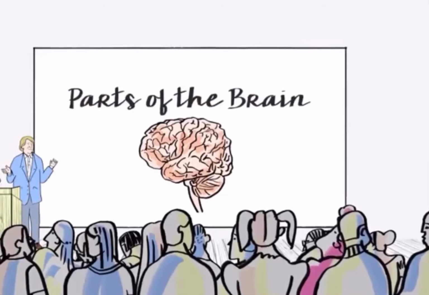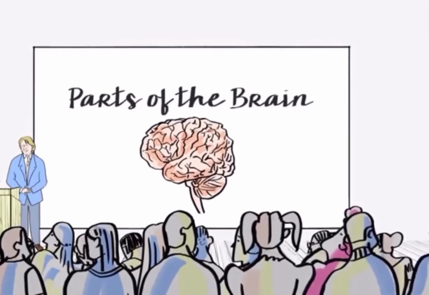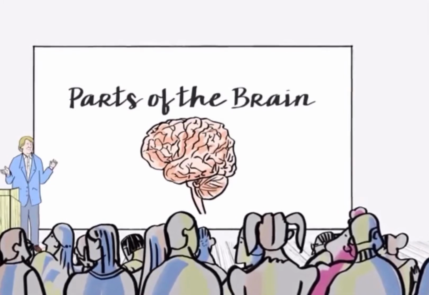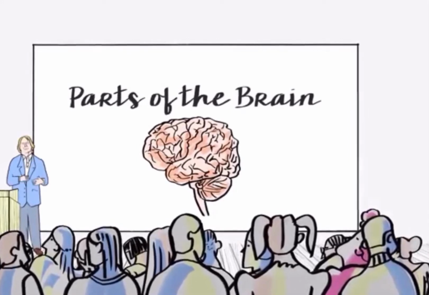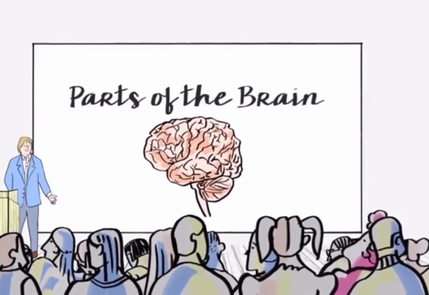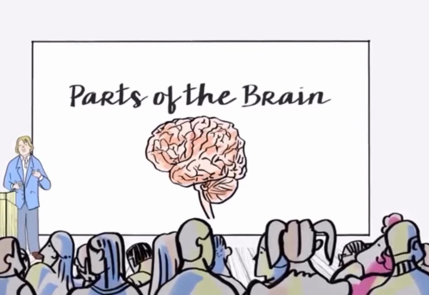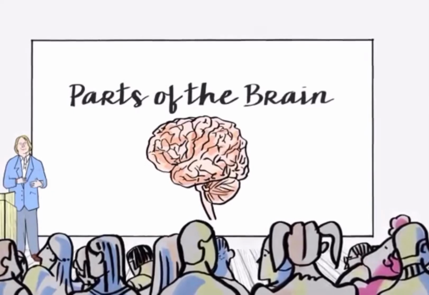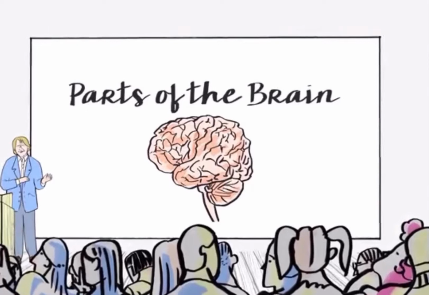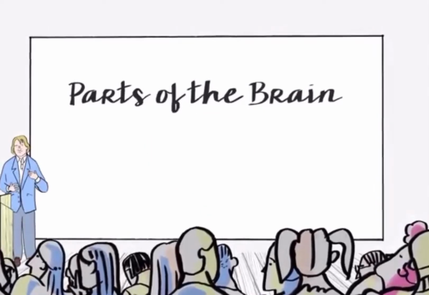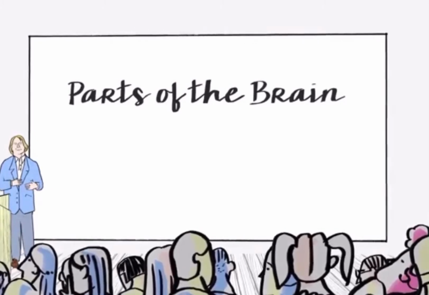So, let's talk about the different parts of the brain and what they do. Different parts of the brain have different functions and different effects. If you look at an fMRI scan or PET scan, which record neural activity, you can tell what is going on based on the location of the activity.